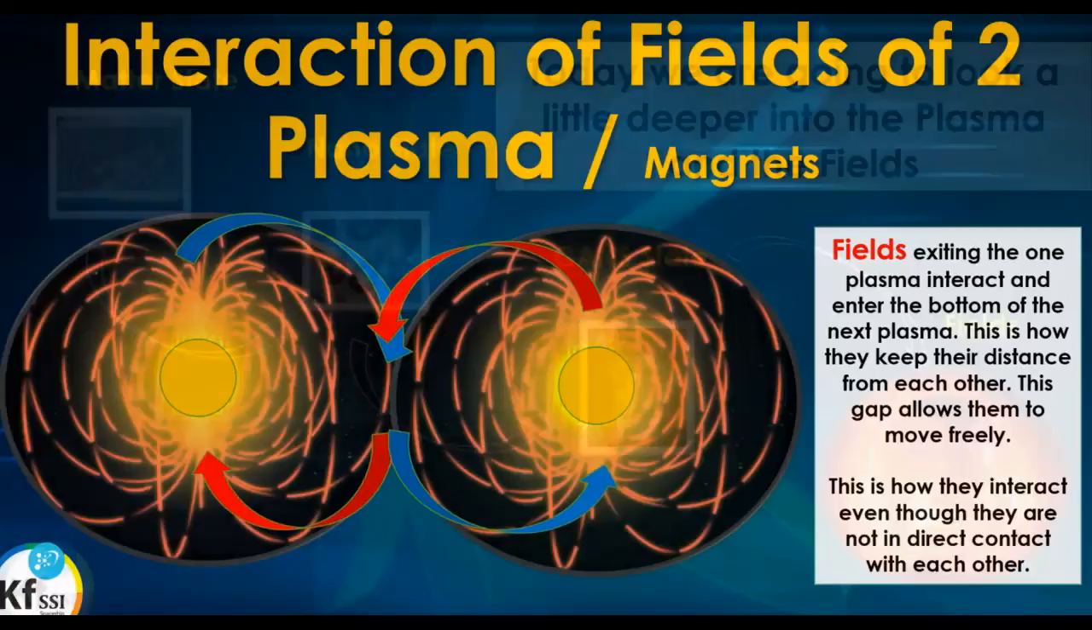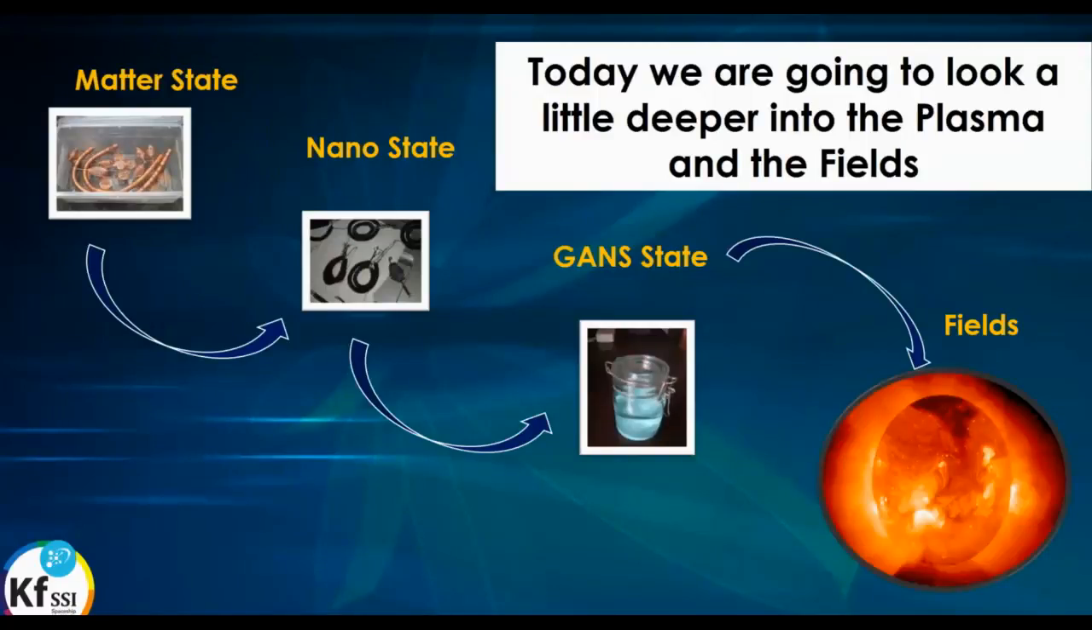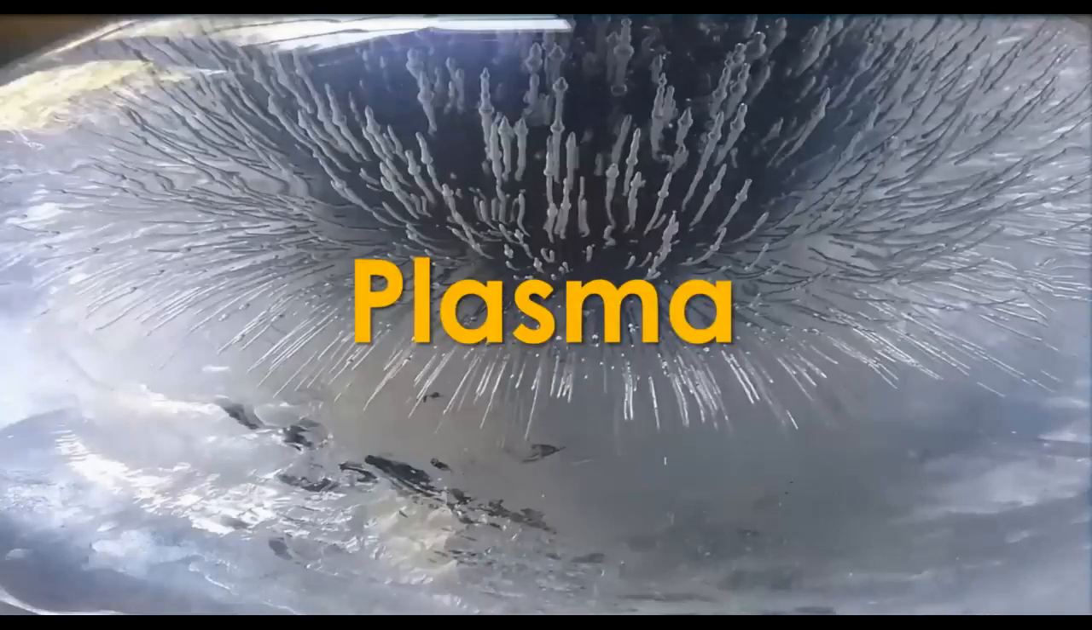And we had brought to you the understanding that from the matter state, we go into the nano, and we showed you a bit of the GANs. So today we're going to look a little bit deeper into what we term as the plasma and the fields that make up the plasma. There's a nice picture, which we will go to later on today, of the plasma fields that have been put into the ice when we freeze the water.